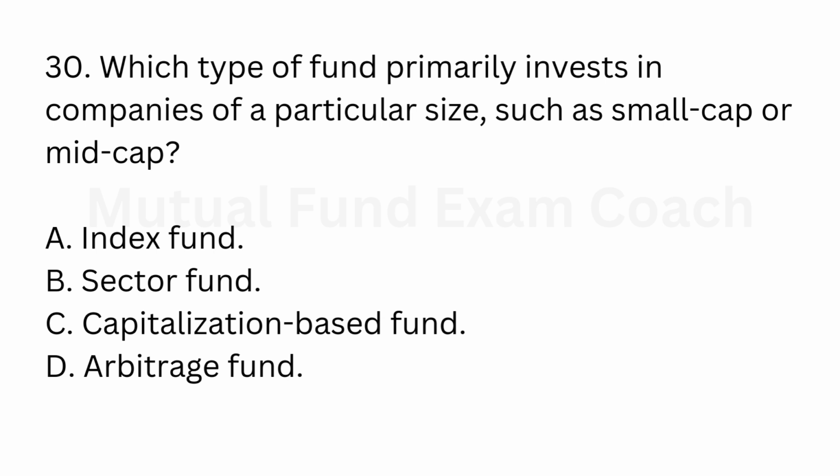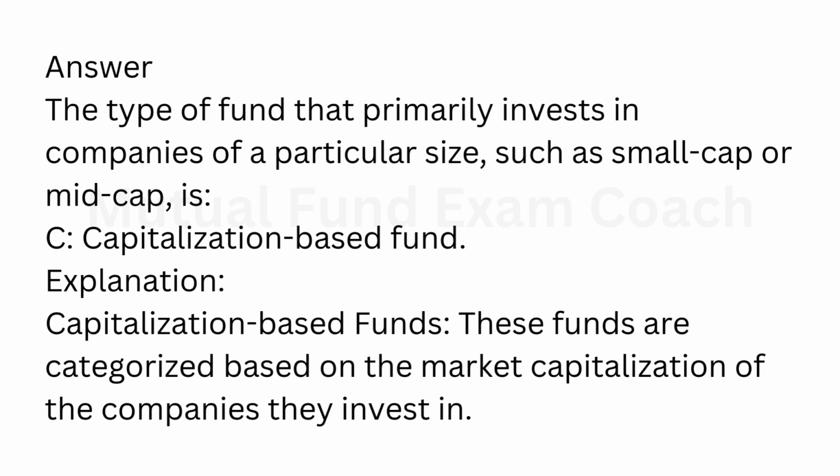30. Which type of fund primarily invests in companies of a particular size, such as small cap or mid cap? A. Index fund. B. Sector fund. C. Capitalization-based fund. D. Arbitrage fund. Answer. The type of fund that primarily invests in companies of a particular size, such as small cap or mid cap, is C. Capitalization-based fund.